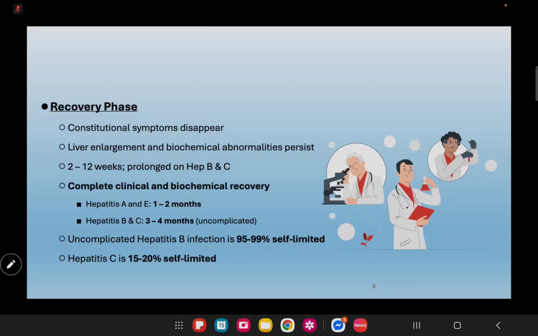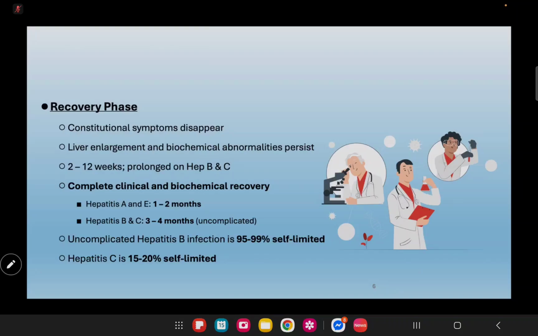C infection resolve spontaneously. Okay, so very important for this slide is that if you acquire hepatitis B, it doesn't mean that you will have it for life. Appreciate that 95 to 99% is self-limited, meaning the virus will just be cleared from our body and it will not become a chronic hepatitis.